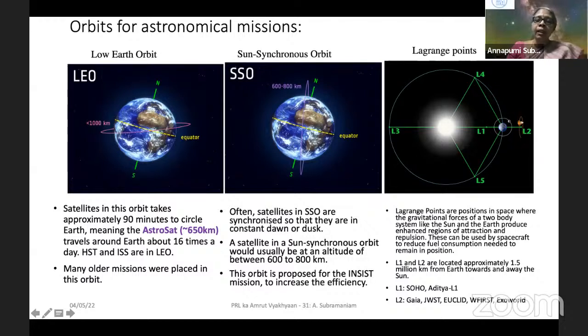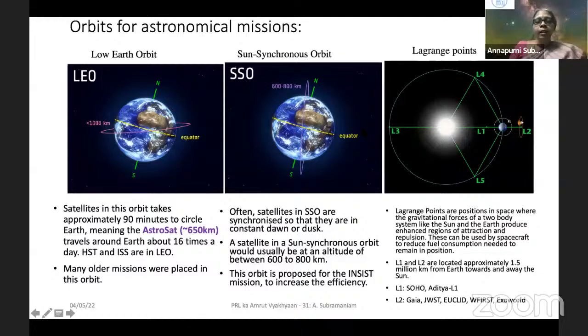There are a lot of them at L2 already. Kepler was there right now. Gaia and JWST are there, and Euclid and WFIRST are also supposed to be put on L2, which gets a more effective coverage of the night sky. But it's quite far away from Earth. The other point is L1, which gives more visibility of the sun, and the upcoming Aditya L1 mission is supposed to go to L1. So these are the orbits in terms of space missions.